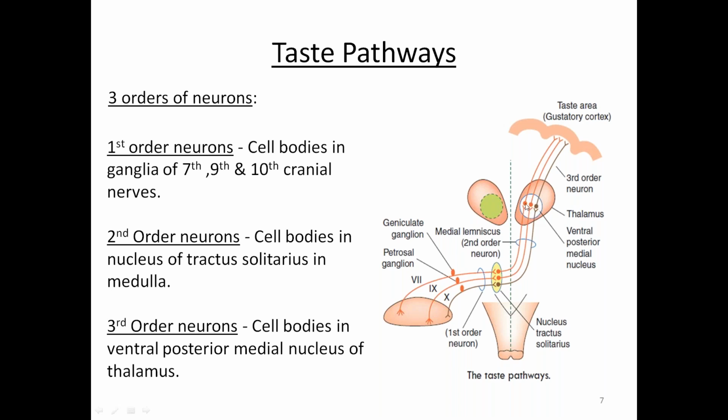So of course now the cell bodies of third order neurons are located in the ventral posterior medial nucleus of thalamus, right? And so now the axons from here, from the ventral posterior medial nucleus of thalamus, they will proceed to terminate in the inferior part of postcentral gyrus, which is the part of sensory cortex known as the taste cortex or the gustatory cortex, as you see here. So is it clear?